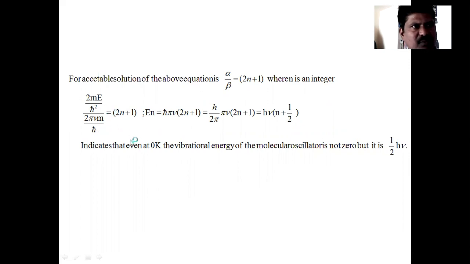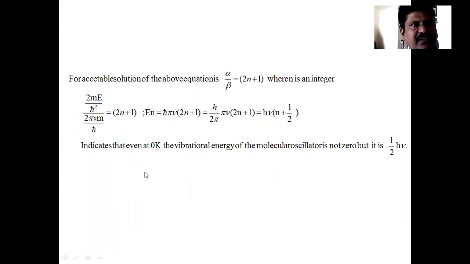Now you want to write this one. So E of n, you simplify this one. E of n is equal to x cross pi mu into bracket 2n plus 1. That is equal to h divided by 2 pi into the value of x cross, h divided by 2 pi, nu into bracket 2n plus 1. So h nu into bracket n plus 1 by 2. So we obtain E of n equals h nu into bracket n plus half.